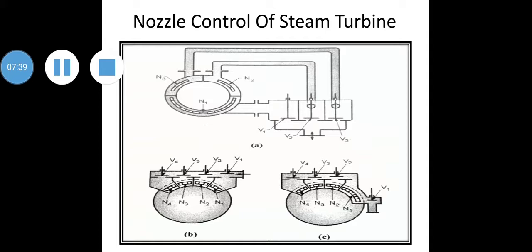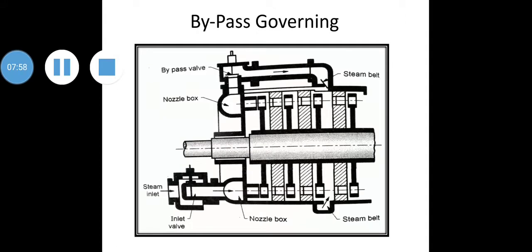As we are able to see, V1 is used to control the nozzle N1, and like that V2 and V3 are used for controlling the nozzles N2, N3 and N4. This is all about the nozzle control of a steam turbine. Now we will be discussing the bypass governing.